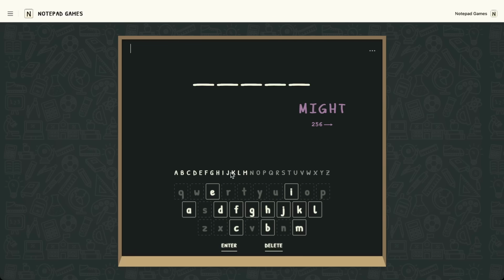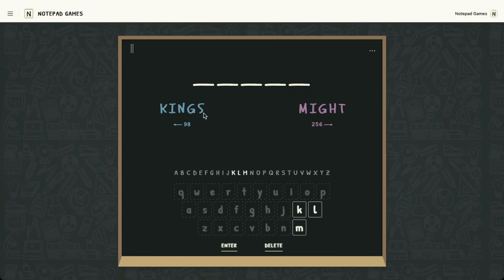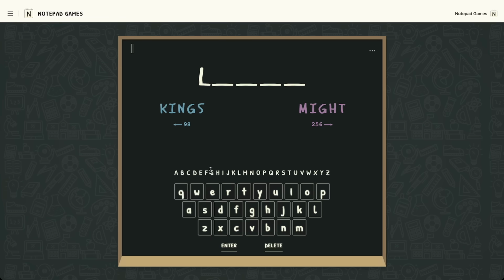into the... I'm wondering if the K's is not far enough or if that's going to be too far. I'm going to go with king. Oh, kings, plural, 5 letters. King is only 4. Okay, so we were a little too far, but not insanely past. Kings is 98 before our target word in the dictionary.